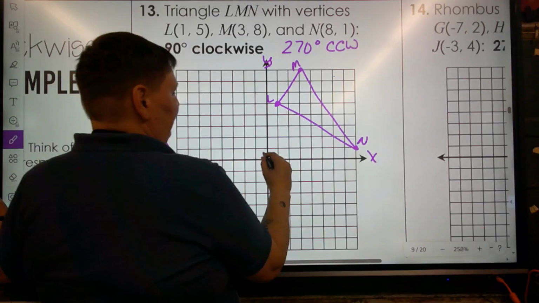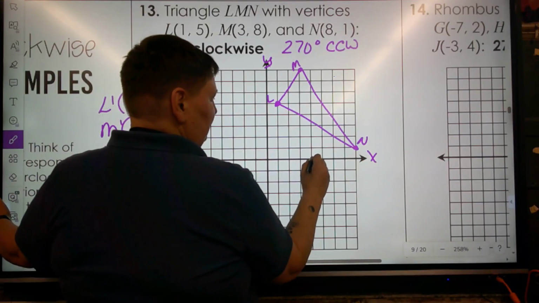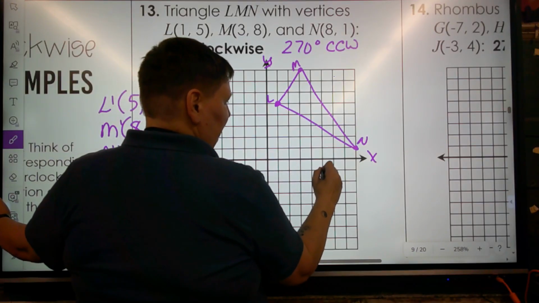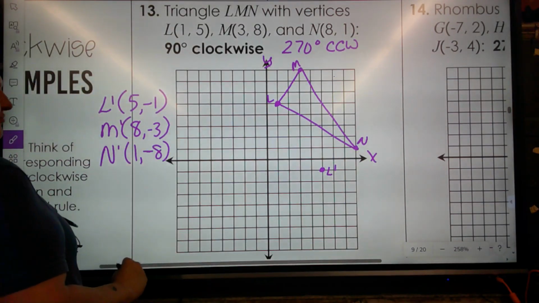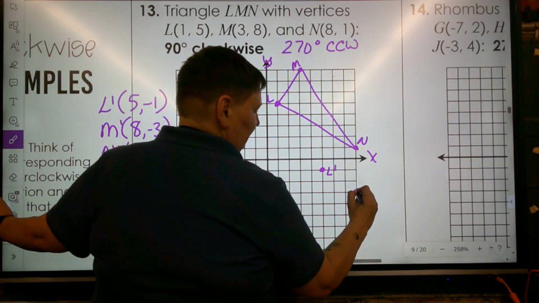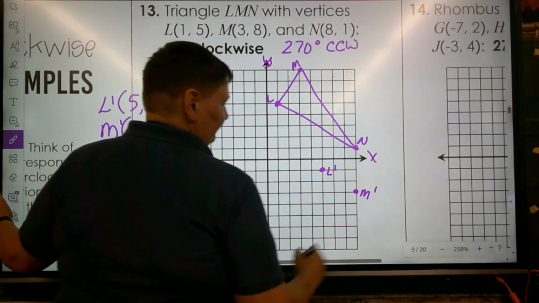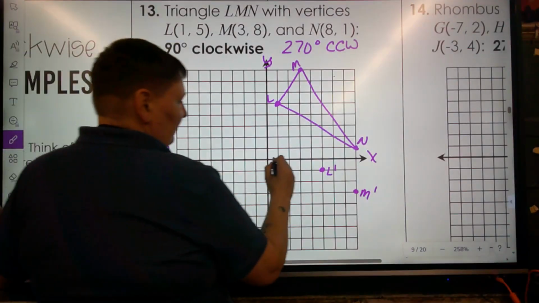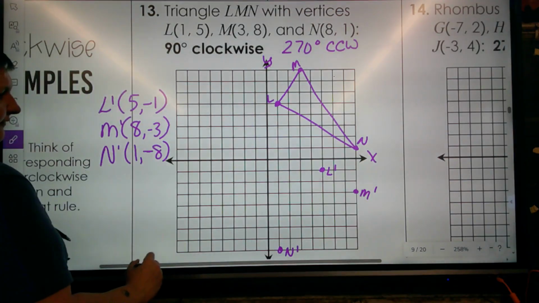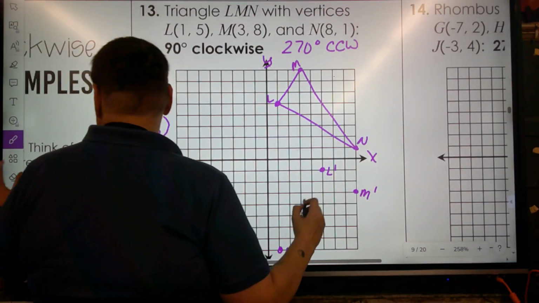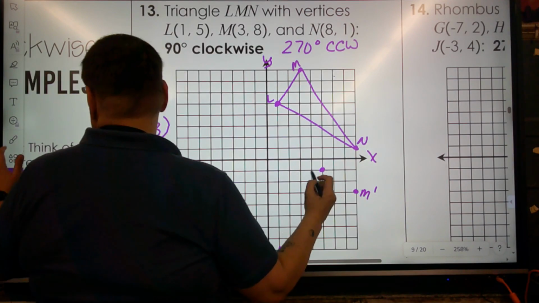So L prime, 5, -1. 1, 2, 3, 4, 5, -1. L prime. M prime, 8, negative 3. N prime, 1, negative 8. And I did it again. I hate when I cover it up.